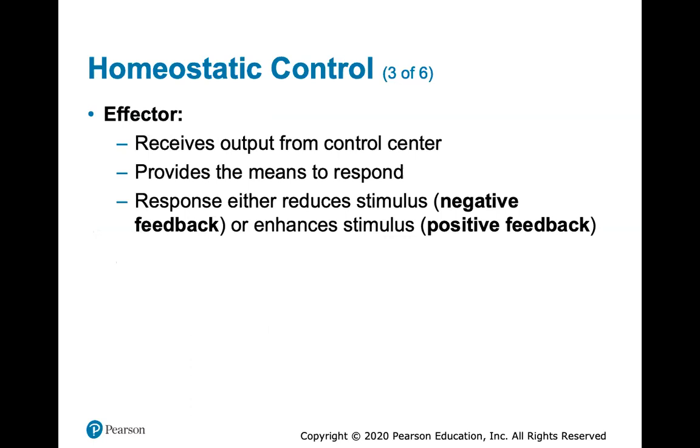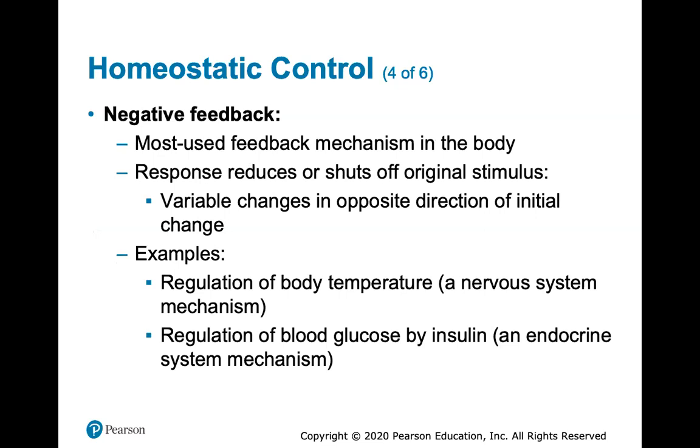And then the effector receives the output from the control center. It provides the means to respond, and its response will either reduce the stimulus, which we call negative feedback, or it will enhance the stimulus in the same direction, and we call that positive feedback. Negative feedback is more common in the body. The response reduces or shuts off the original stimulus, so the variable changes in the opposite direction of the initial change. Examples of negative feedback are regulation of body temperature and regulation of blood glucose by insulin.